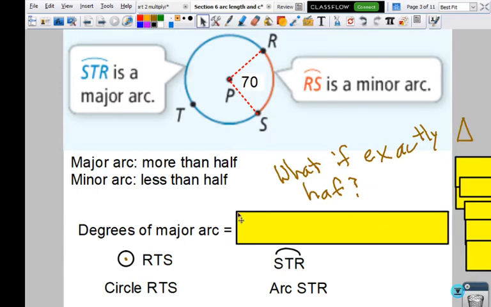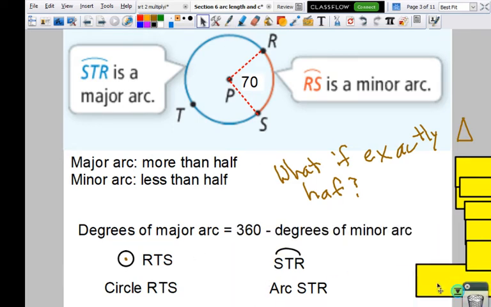If you have a major arc, you can find minor arcs. Let me rephrase this. The degrees of any arc is going to be 360 minus the degrees of another arc. Oh, it'll be half. Okay, I got it now.